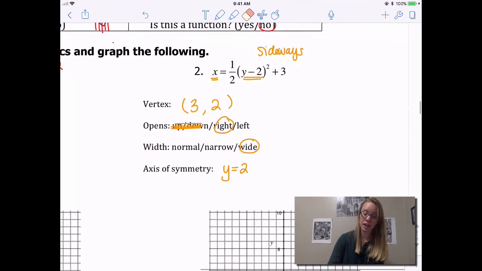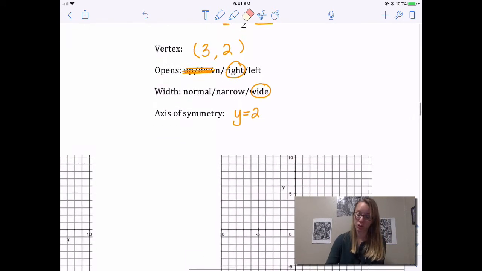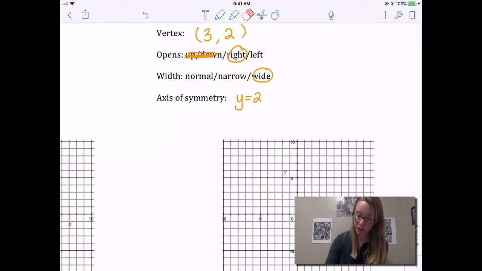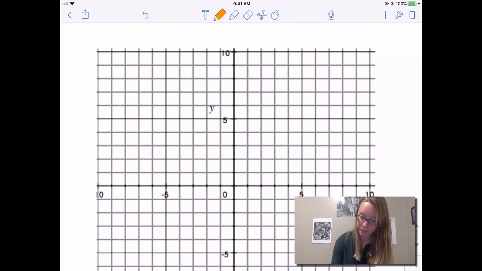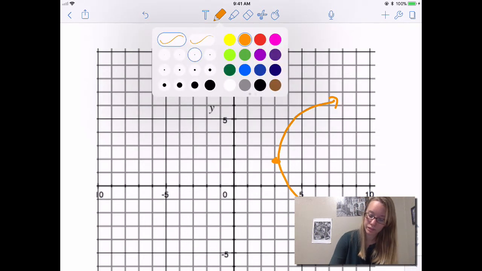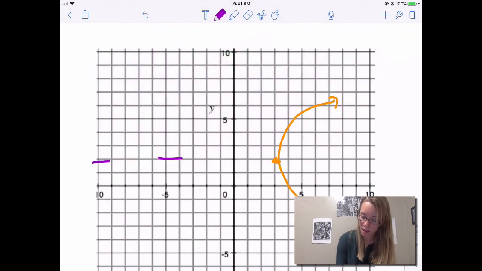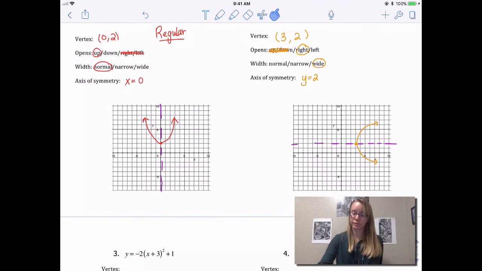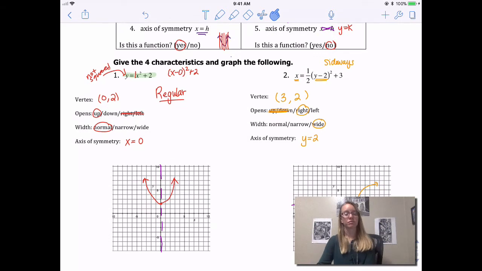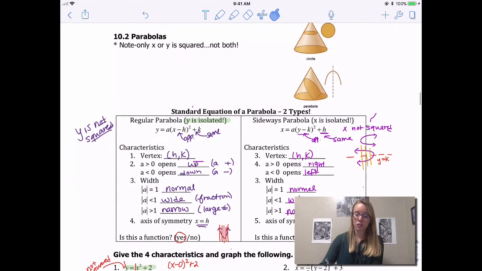Okay, so now this should again help us to graph our parabola. We go to (3, 2), so I go over 3 and then up 2. It's going to be wide, and it's opening to the right. And then our axis of symmetry just goes straight through the middle. And that is our parabola. Okay, so that's the thing that we're going to be doing over and over and over again. These two boxes will be on your guide. You've got to know how to use them.